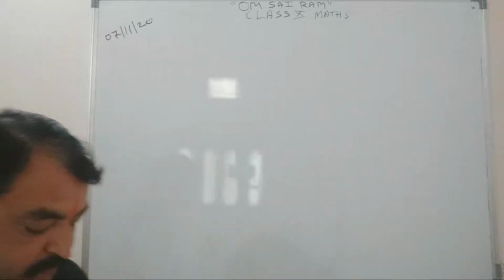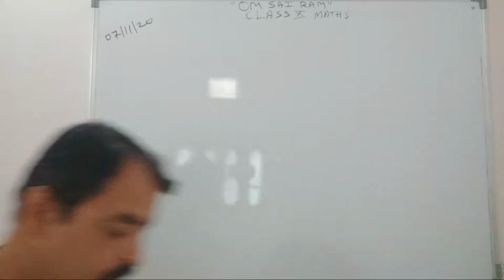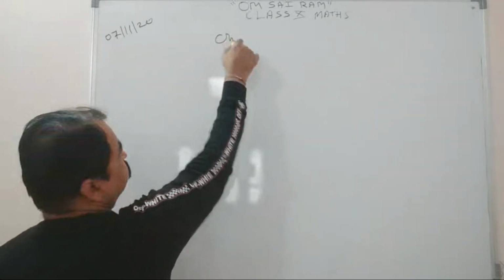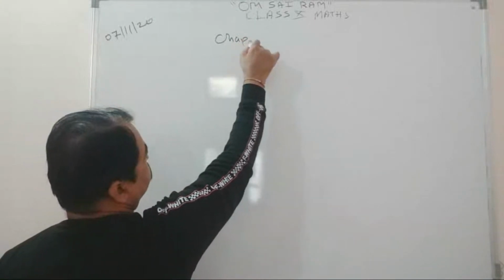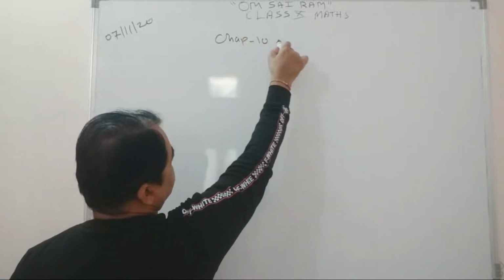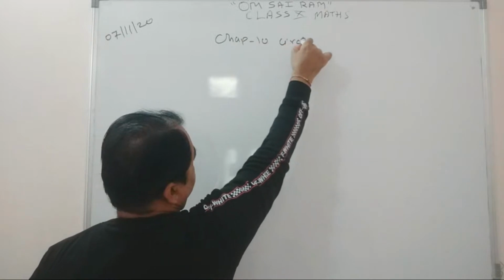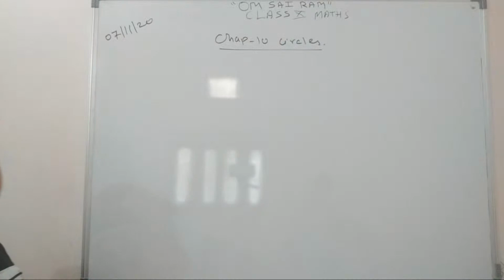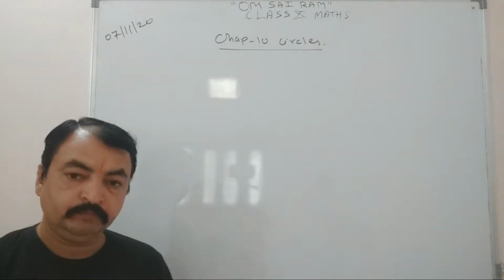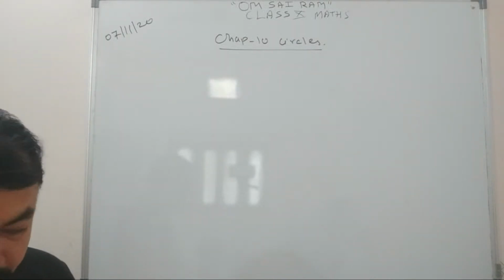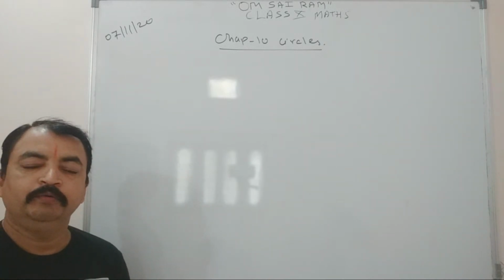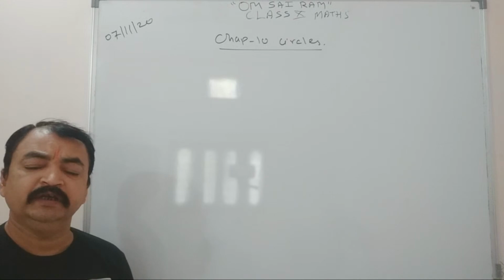Now we are continuing the studies lecture. Of course, we were working on chapter 10, that is the circles, and in this topic we have discussed the general features of the circle. What are the general features? We will again revise it.